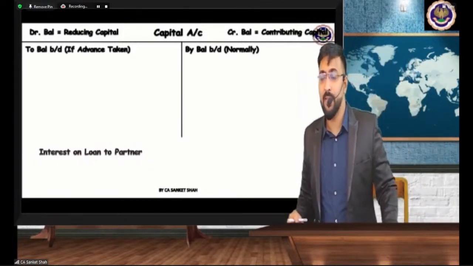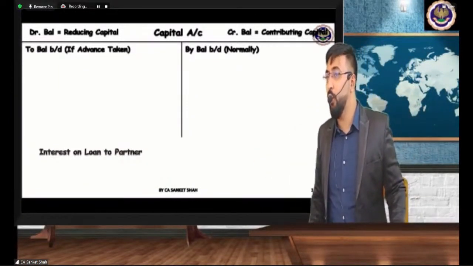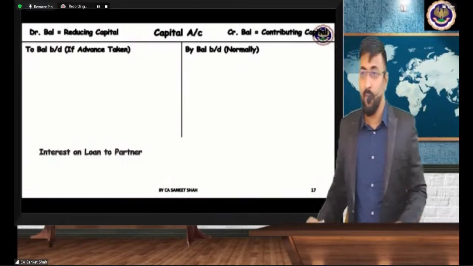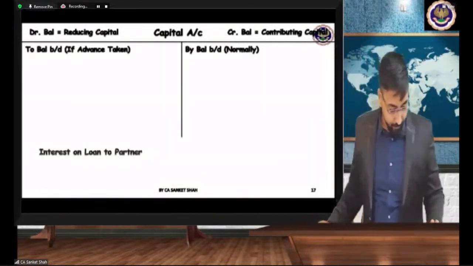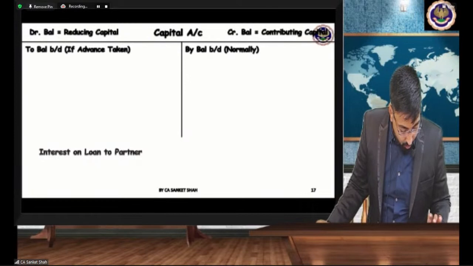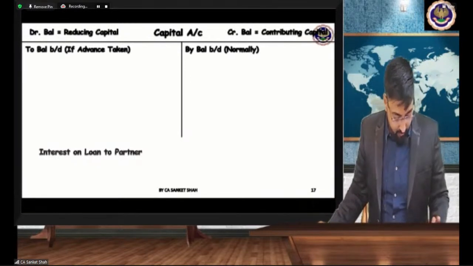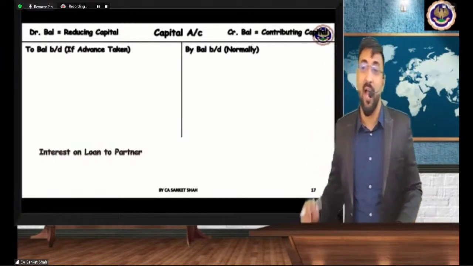Tell me fast whether he is a creditor or whether he is a debtor. Yes, beta. Interest on loan to partner. Think from the angle of partnership firm. Yes, very good. Very good, beta. No, no, no, no. Aditya ji, you are wrong. So, Akanksha Panikar. Yes, beta. Akanksha ji, very good. So, Akanksha answered very fast.